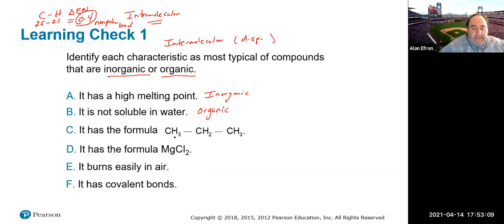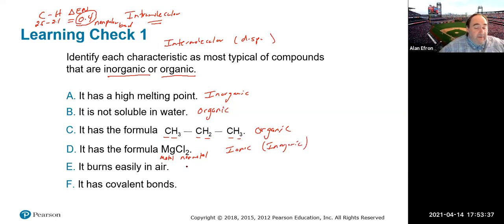It has a formula CH3CH2CH3. That is all carbons and hydrogens, which screams organic compound. It has a formula MgCl2, magnesium chloride. Magnesium is a metal. Chlorine is a non-metal. That should also scream to you that it is an ionic compound, which means it would be inorganic.